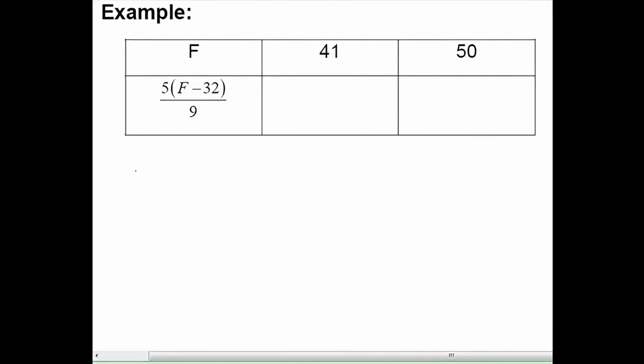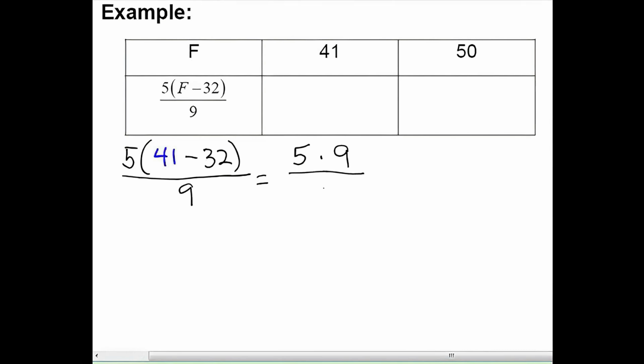So we will do it for 41. So 5 times, plugging in 41, into the F minus 32. Keep your vertical form there. Work your parentheses first. 41 minus 32 gives us 9. And finish your numerator. It says 45 divided by 9 is 5. So for 41, our answer is 5.